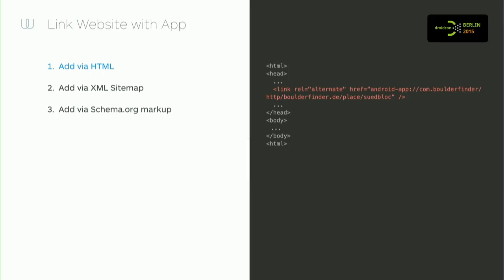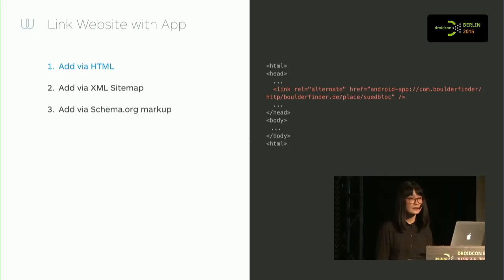The second step is to pair up the app and the website content. There are several options to do that. One is to add a link tag to the HTML header section with a reference to the app deep link. This way has the advantage that if your website is using a template, you can add the deep link from many places at once.